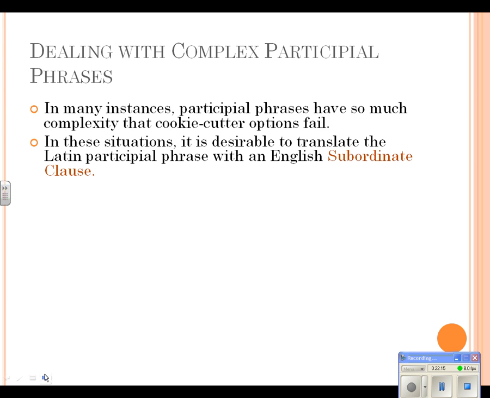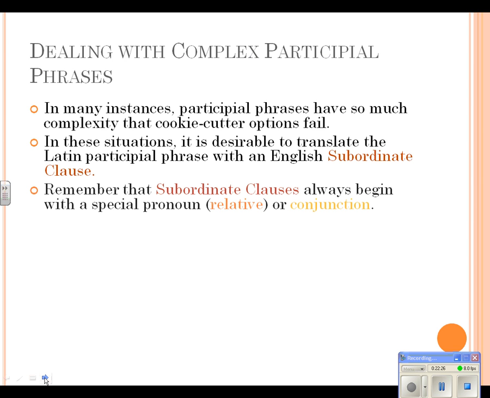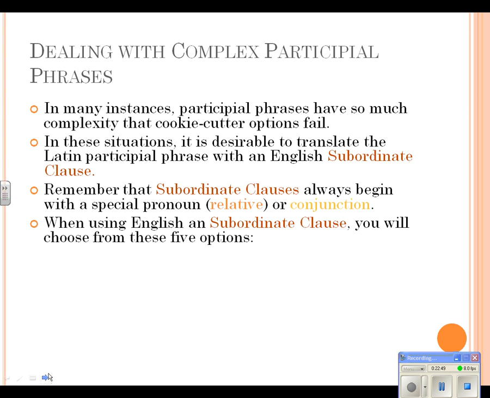Second declension. Second declension neuter endings on the participle. Yeah. All right, so when you're starting to work with complex participial phrases in Latin sentences and getting them into English, you're going to want to use an English subordinate clause. Please don't write down these first two bullet points. They don't have any valuable information in them, okay? But do remember, if you don't already, that subordinate clauses always begin with a special pronoun, either a relative pronoun or with a special conjunction.